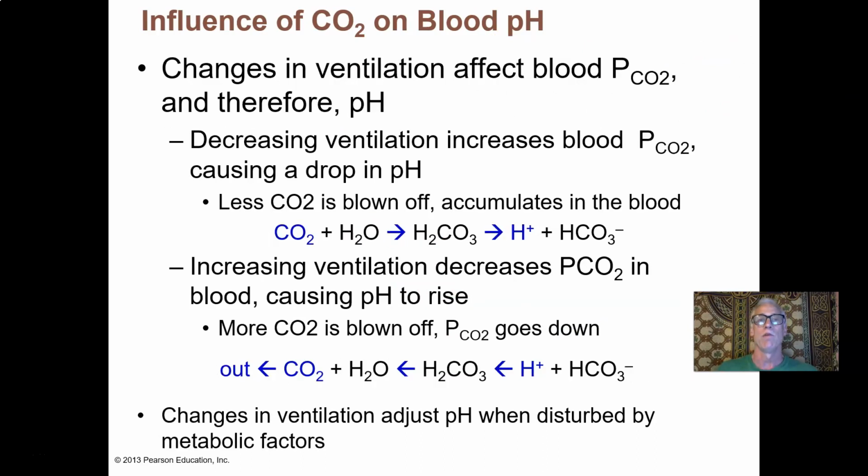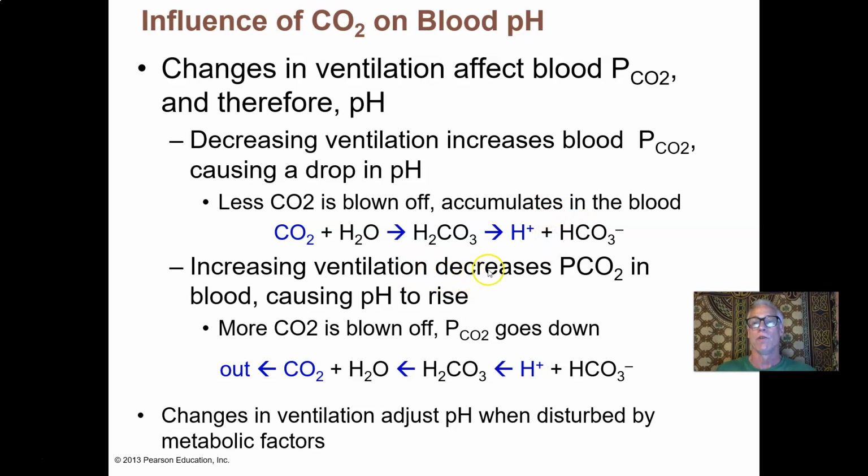The next thing that may happen when pH changes is a change in ventilation. Ventilation and the partial pressure of CO2 affects the pH of the blood. Decreasing ventilation increases blood CO2, partial pressure of CO2, and then that causes a drop in pH, right? So if we have these familiar reactions, we build up the reactants on the left side of the equation. That's going to push the reactions to the right, and we're going to produce carbonic acid, again by the action of carbonic anhydrase, and that's going to dissociate into hydrogen ions and bicarbonate ions. So that will acidify the blood.